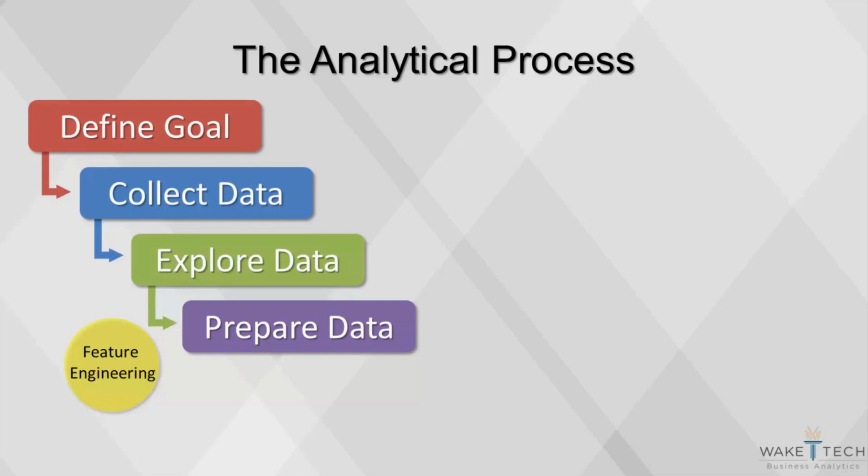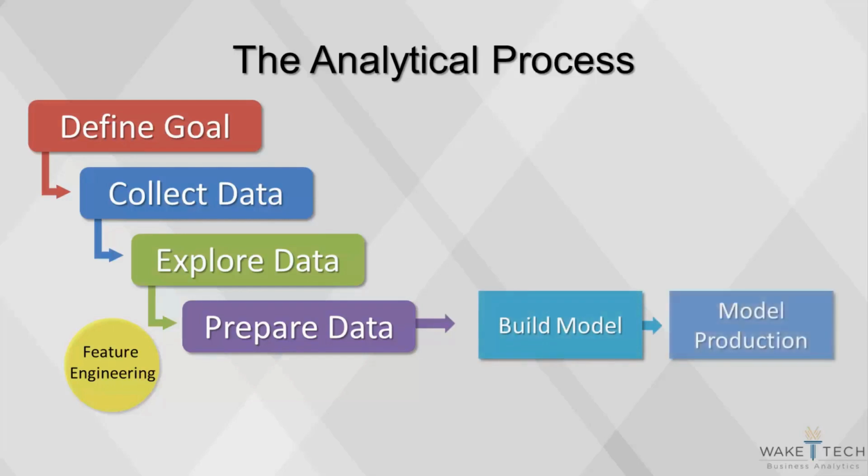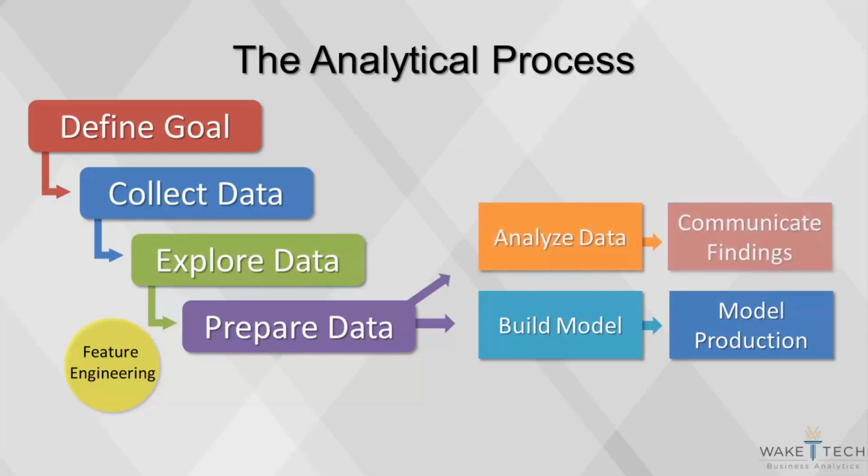The last two steps in the analytical process are to build models and then to put these models into production. A model is a type of mathematical equation that describes relationships among variables in a dataset, often for the purpose of predicting an outcome. By putting a model in production, an automated decision can be made when new data is observed. In some cases, models are not the goal of a project. Rather, the goal is to analyze data and communicate the findings in an analytical report, presentation, or dashboard.